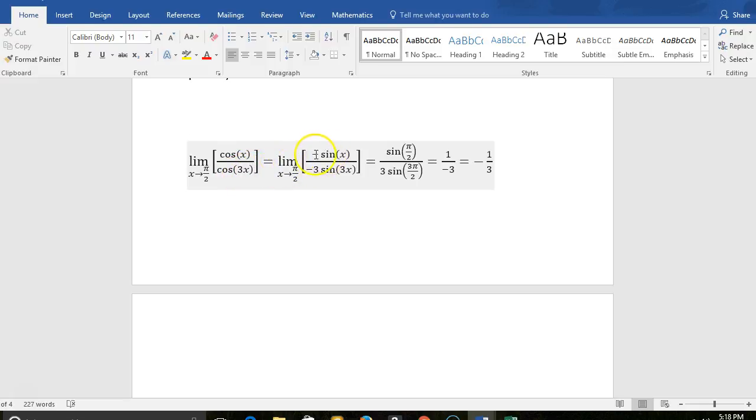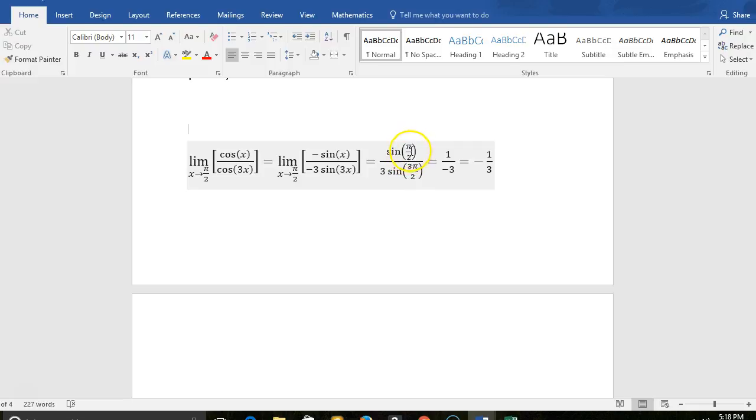We differentiate: d by dx of cosine x is negative sine x, and separately d by dx of cosine 3x is negative 3 sine 3x. But the negatives are just going to cancel each other away. And now by continuity, we can just plug the pi halves in, because we don't vanish. We can't do L'Hopital anymore.